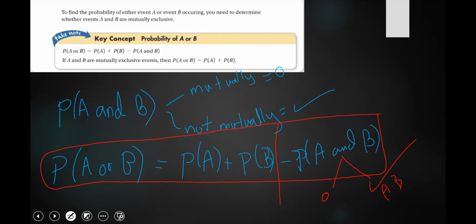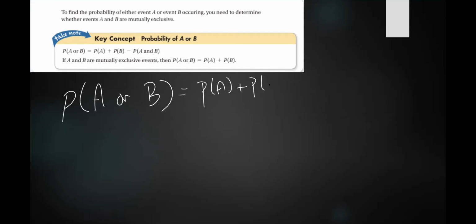Before that, let's repeat that if I have to find the probability of A or B, I have to say it is the probability of A plus the probability of B minus the probability of A and B. So A or B is the probability of A plus B minus A and B.